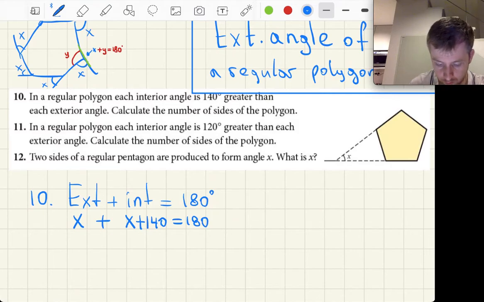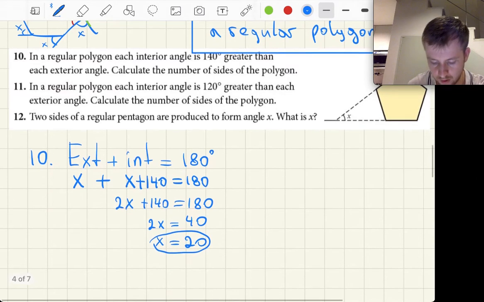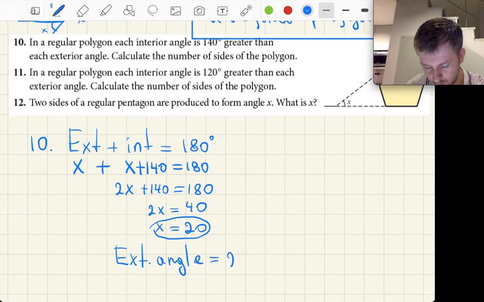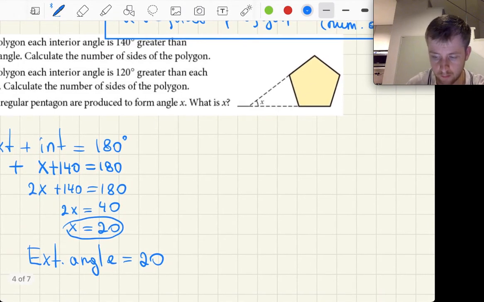So x plus x plus 140 equals 180, which is 2x plus 140 equals 180. Now we can subtract 140. We get 2x equals 40, and of course x will be equal to 20. So that's the size of our exterior angle. Exterior angle equals 20 degrees.